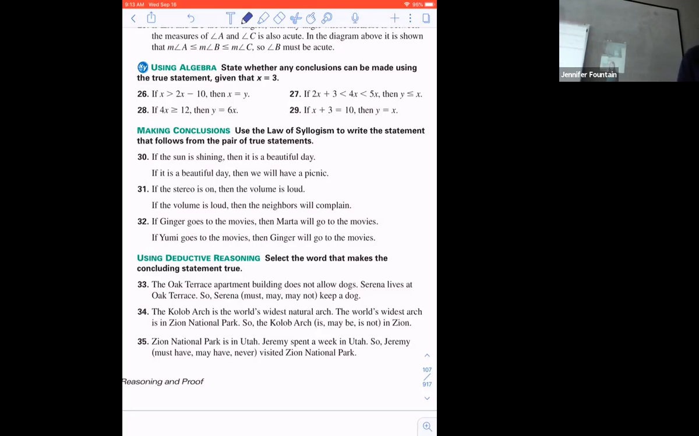Looking at number 30, law of syllogism, to write a statement that follows the pair of true statements. 30, if the sun is shining, then it is a beautiful day. If it's a beautiful day, then we will have a picnic. So what are the two things that we can relate here based on the law of syllogism?